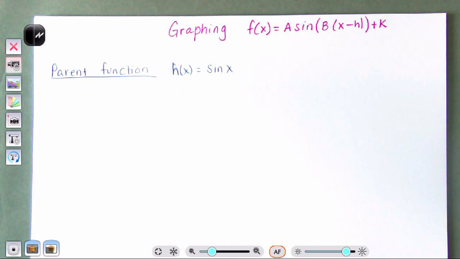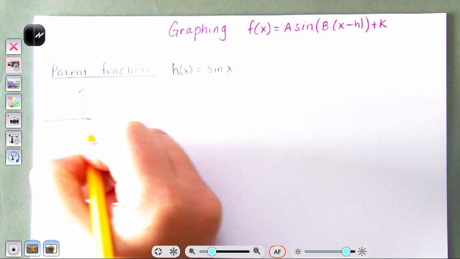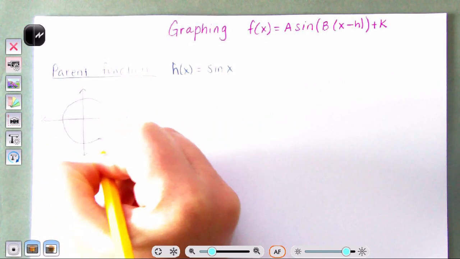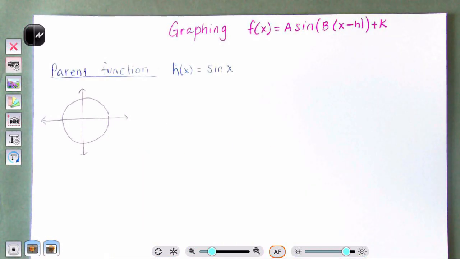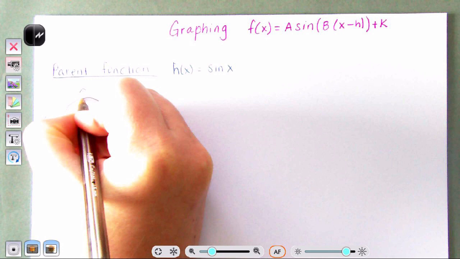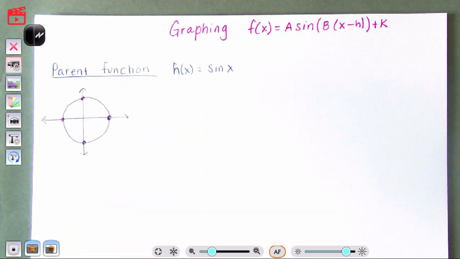So let's graph that. The way to graph is we're looking at our unit circle and we're looking at these points here. We're looking at this point, this point, this point, and this point. So we're going to be graphing one period.